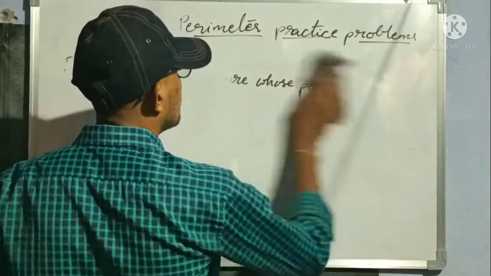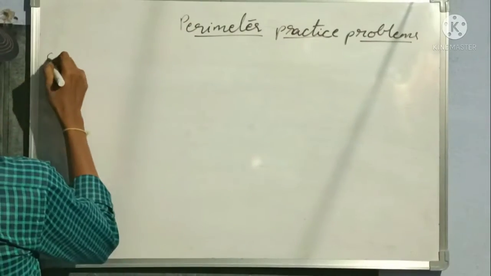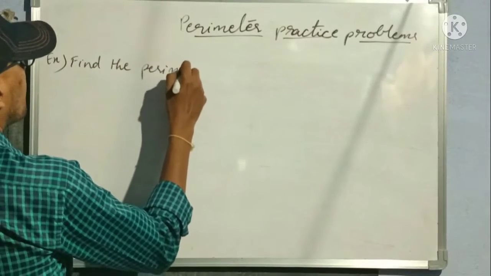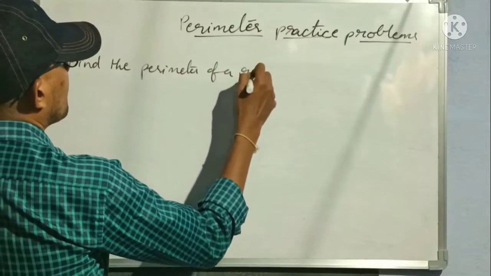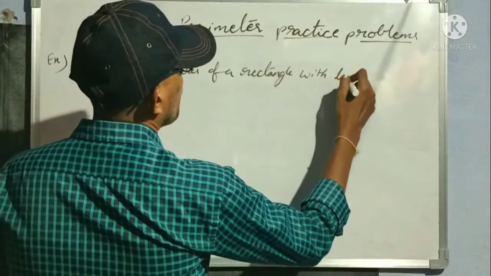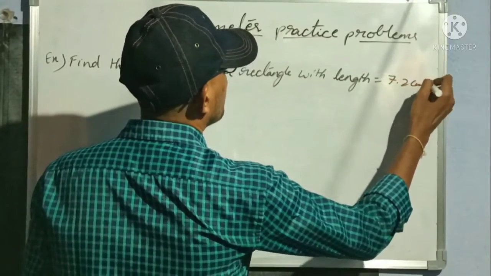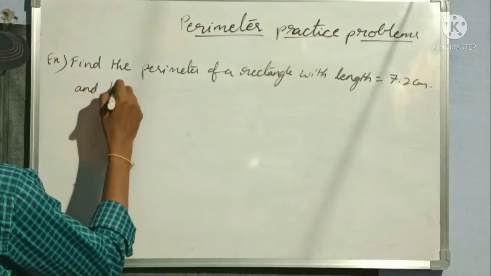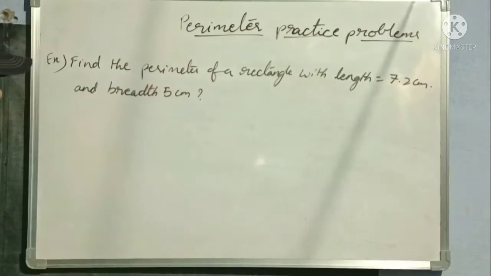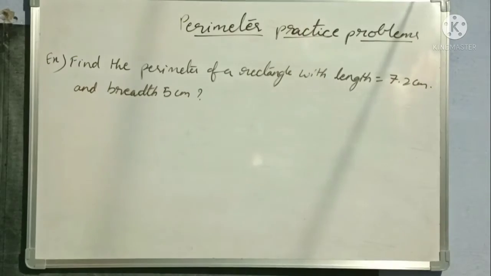So now let us discuss only the perimeter of a rectangle. Okay? So example: find the perimeter of a rectangle with length equal to, let us take, 7.2 centimeters and breadth 5 centimeters. Simple problem. So find the perimeter of the rectangle with length 7.2 centimeters and breadth 5 centimeters.